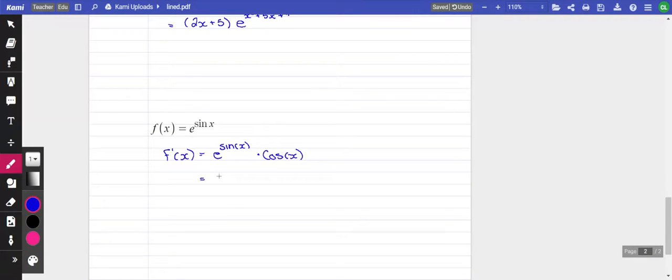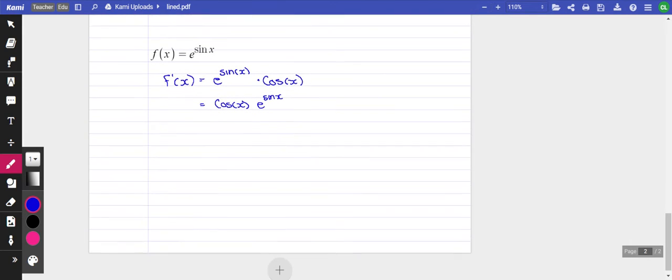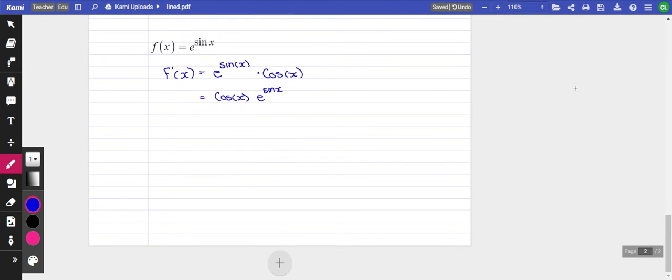And again, it is sometimes written with the cos x in front, then e to the sine x. And there you have it, taking the derivative of the exponential function. Easy as that.